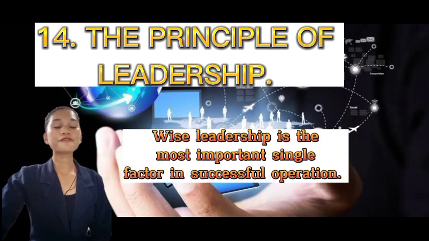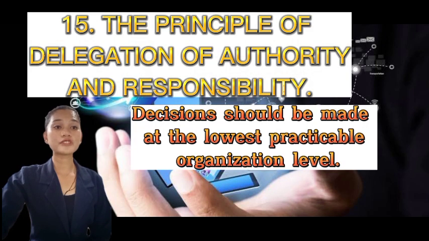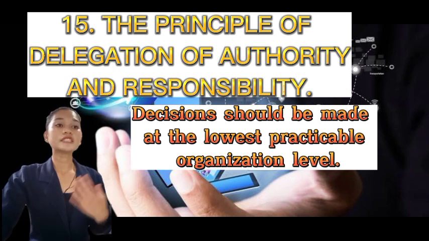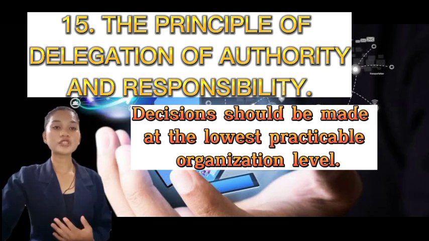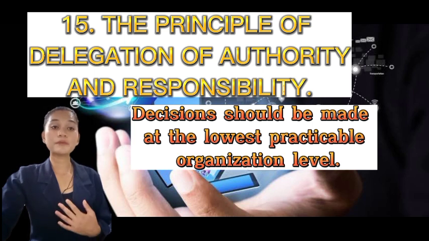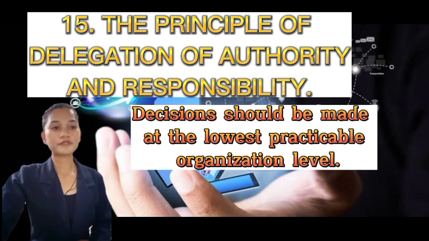So the fifth principle is the principle of delegation of authority and responsibility. Decisions should be made at the lowest practicable organizational level. In the art of management, one of the fine points in the development of future executives is to give a man authority, train him to make decisions within the scope of the authority, and hold him accountable for results. Decisions made at lower levels mean prompt action as well as the saving of time and effort.